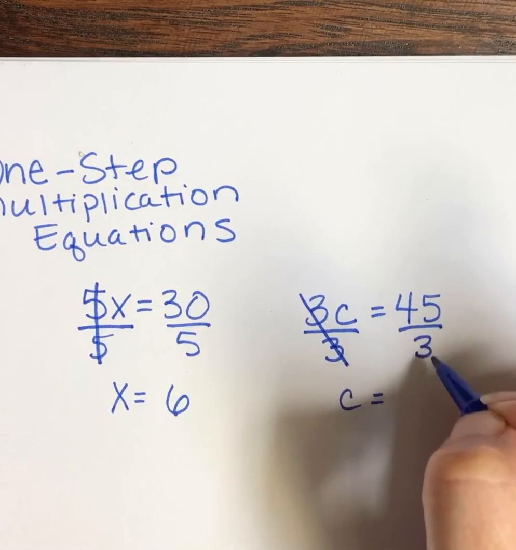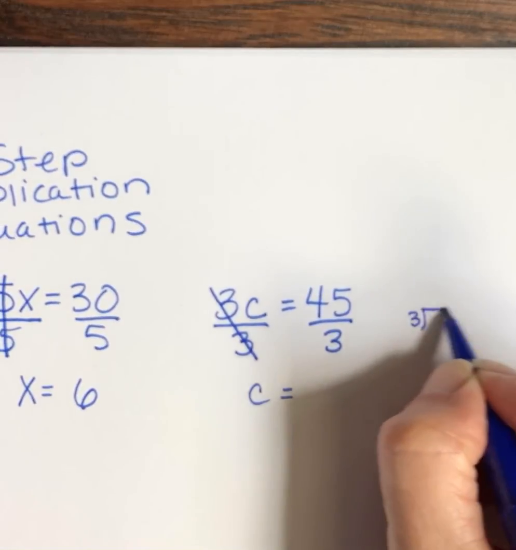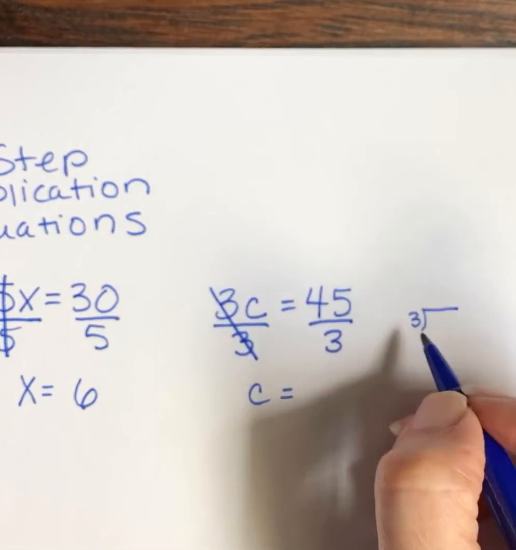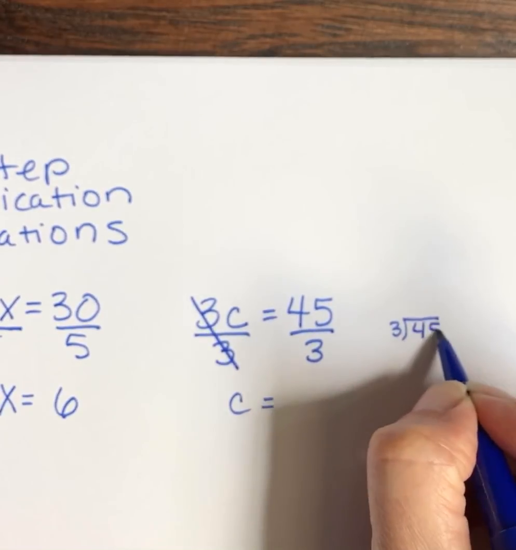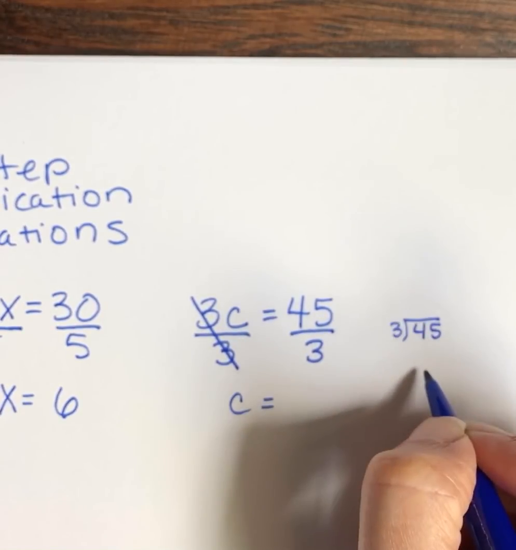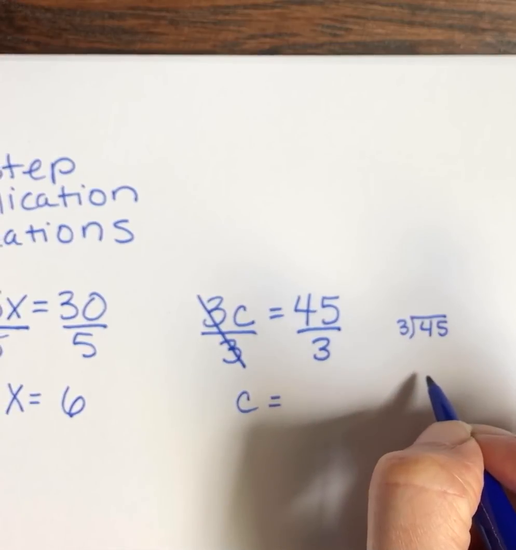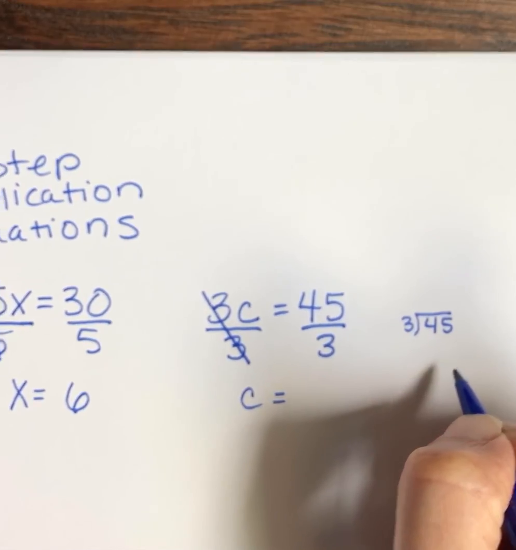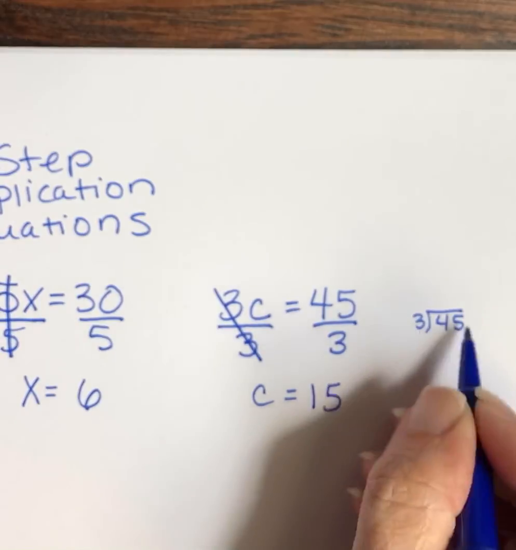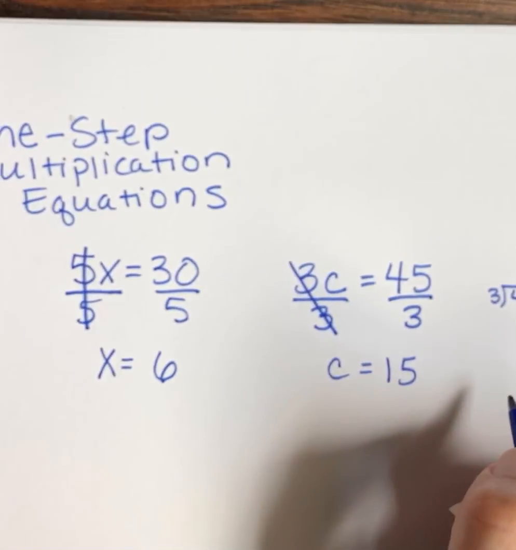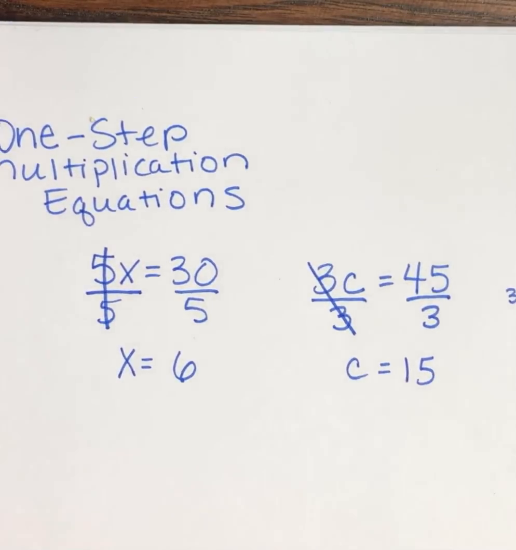Now, if I don't know that, I can come off to the side, not where my work is, and do 3 into 45, and I can figure out my work here. I think a lot of you know that 3 times what is 45? It's 15, and I could show my work if I needed to right here. So C equals 15. So that's 2 basic examples for you.